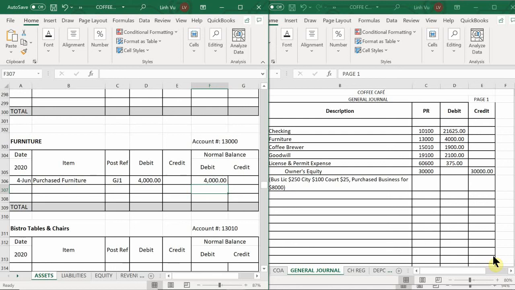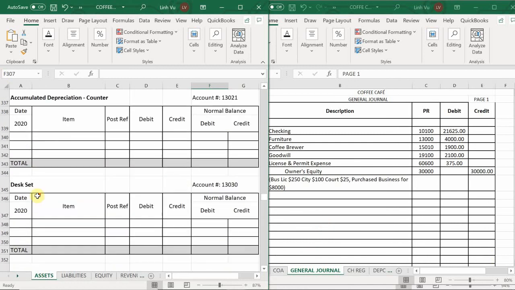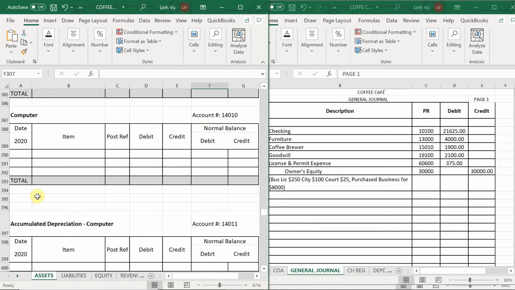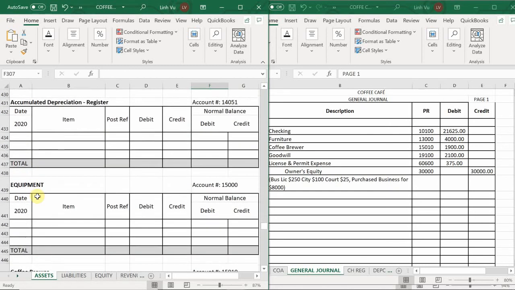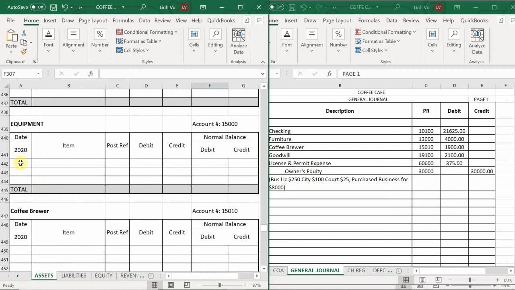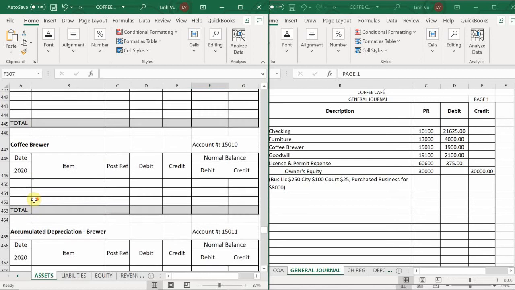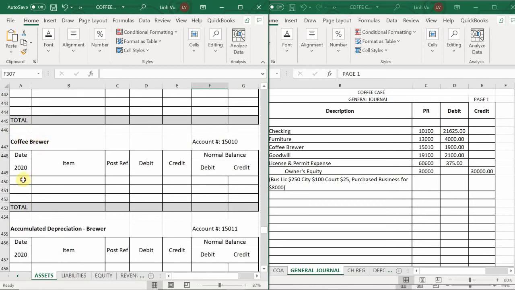Next is going to be my coffee brewer. All right. So I'm going to go locate that account. It should be under equipment. So office equipment, here we are, equipment. Now I'm not going to put it under the main account because I used the specific account. So in this case, I'm going to skip over the main account here for my equipment and go straight into my actual coffee brewer account. Okay, so there we go, coffee brewer.